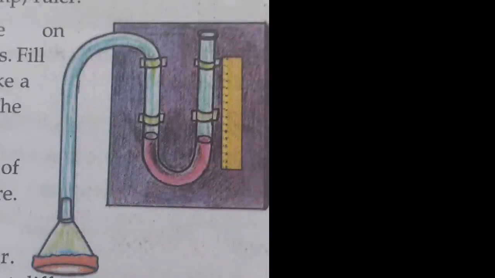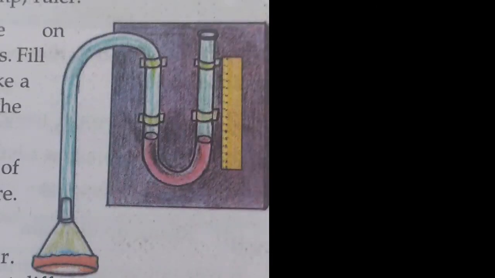Fill water in the U portion. Make a diaphragm using a balloon on the wider portion of a funnel. Fix the funnel at the free end of the tube as shown in the figure and fix the ruler on the board. Method of working. Take a bucket full of water. Hold the funnel in the water at different depths. Observe the change in the level of water in the tube and write it down in the table.